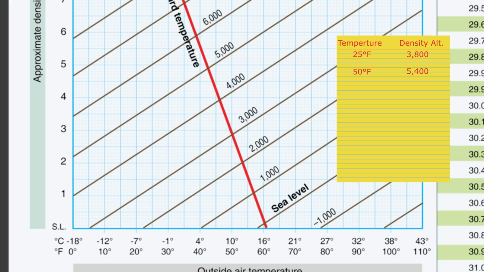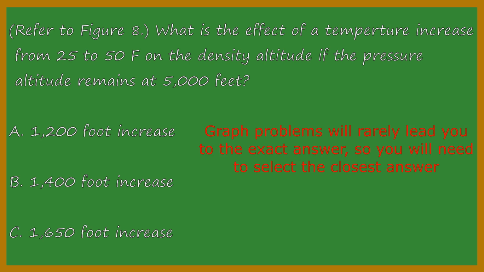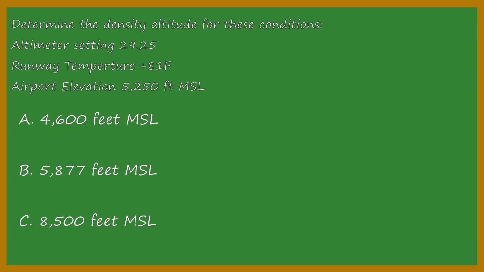Now subtract the difference between the two and you get about 1,600 feet. Scanning through the answers, the closest one is letter C at 1,650 feet. Let's try another practice problem. This time we're going to find density altitude for a specific altimeter setting.